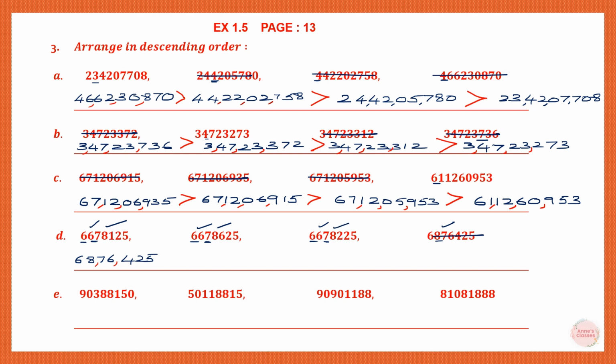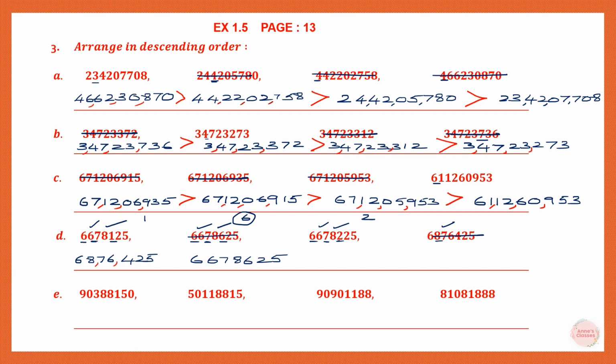The next digit is 1. And here it is 6. And here it is 2. So we have 1, 6. See, here we have 1, here we have 6, here we have 2. Which is a bigger one? 6 is the bigger one. That means we write this number. Let's write it 6, 6, 7, 8, 6, 2, 5.